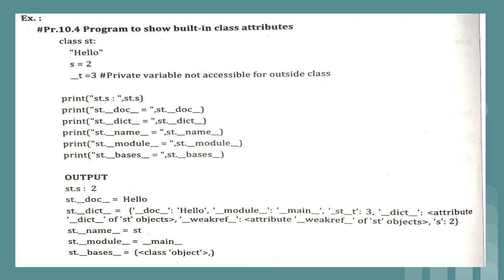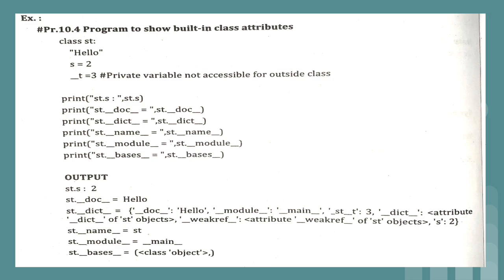Then the next thing is st.__name__. The name attribute gives you the name of the class. What is the name of the class? st. So that is displayed. After that, module. Module means that by default all the programs we write are stored inside main. So the module is main only.